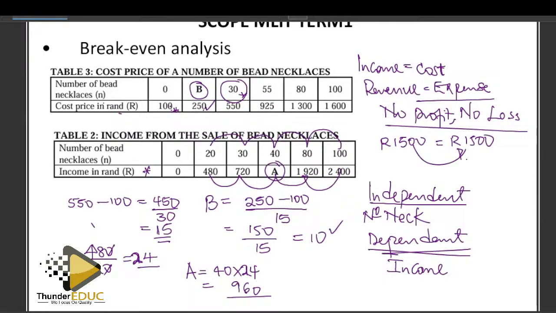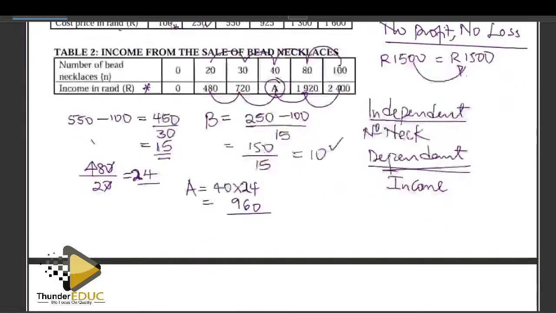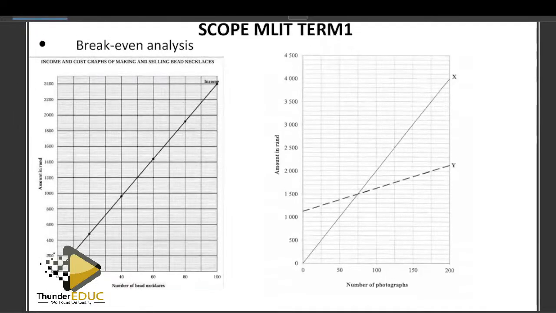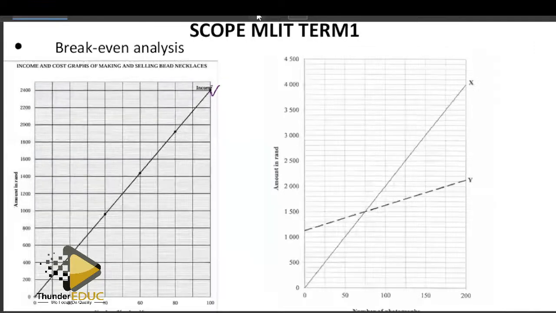Okay, we continue. That's the break-even point. We shall also look at graphs. When it comes to the graph, if they've told you to plot, first and foremost, plot two numbers that are sensible. For example, here, because this one is already labeled as income. I don't know whether you can see it. It's income already.